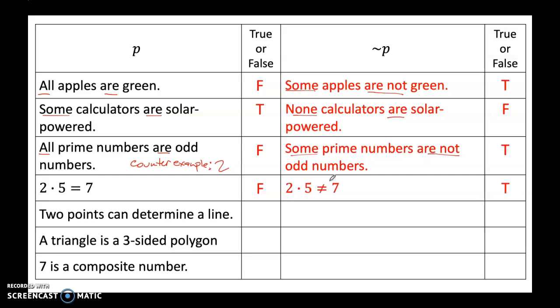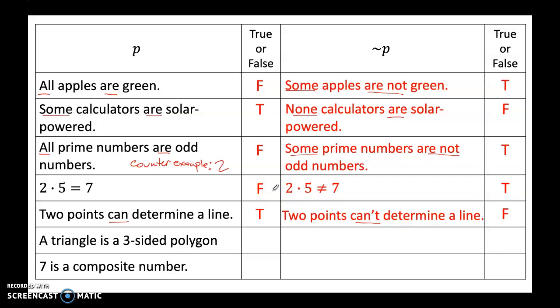Two points can determine a line. This is a true statement. Next, to get the negation, from can, we can add the word not in the sentence to make the negation. So this will be 2 points cannot determine a line, or 2 points can't determine a line. And since we have a true statement, the negation of a true statement is always a false statement.